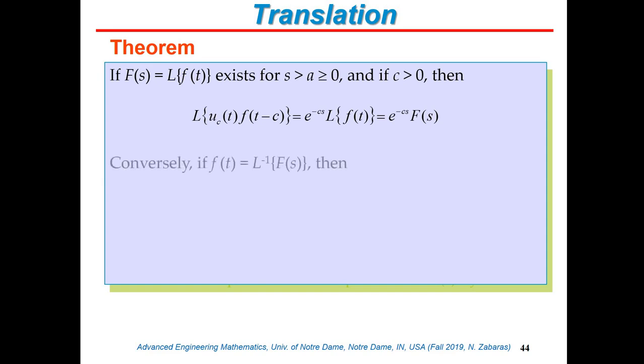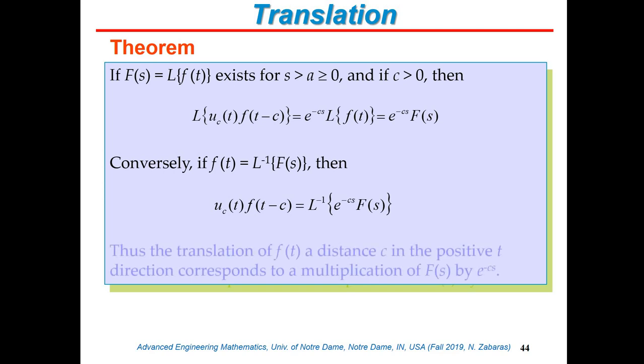Now, you can also do the inverse of this. If you have a situation where you need to compute the inverse transform of e to the minus cs times F of s, then the answer is nothing else but the function f translated by a distance c in time. And that, as we know, is given by this nice expression u_c of t times f of t minus c.